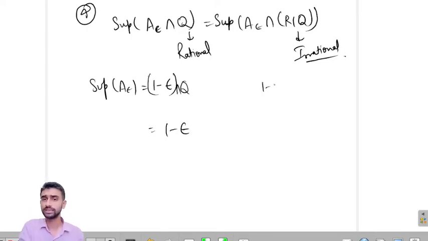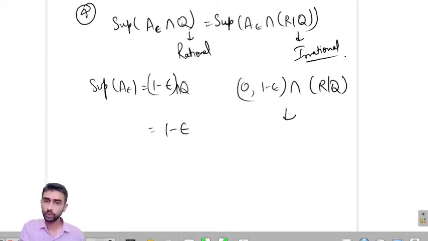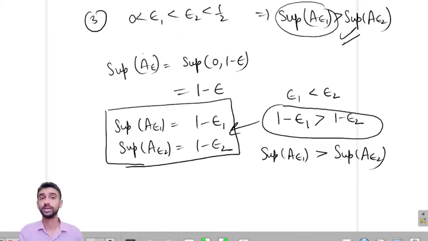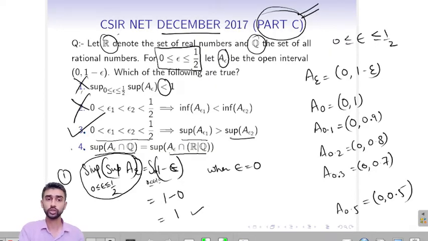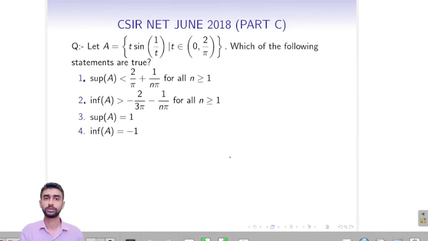And when you will take this intersection of 0 comma 1 minus epsilon with irrational numbers, again you will get this value 1 minus epsilon as the greatest, its supremum, and both of these values are equal, and this is what the fourth option is saying, hence the fourth option will also be correct. So in this question, option 3 and option 4 will be correct. Let's move to the next question.